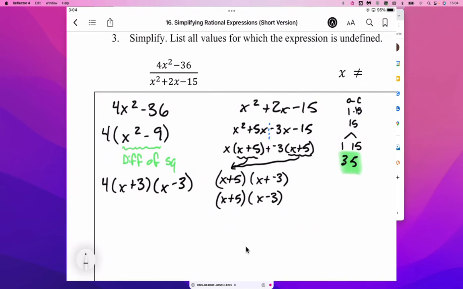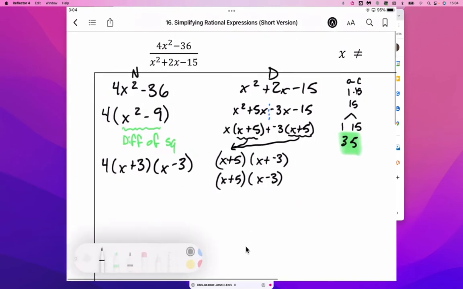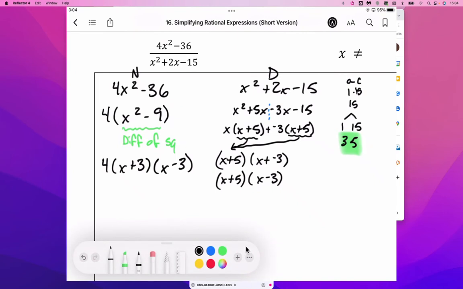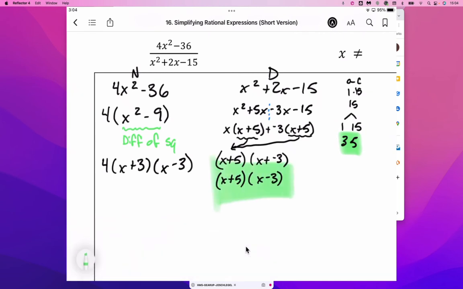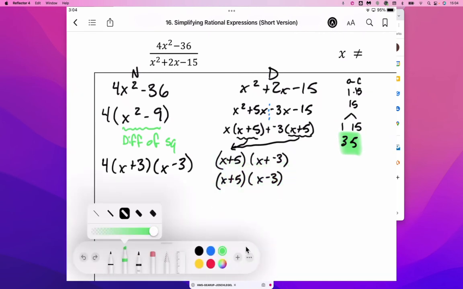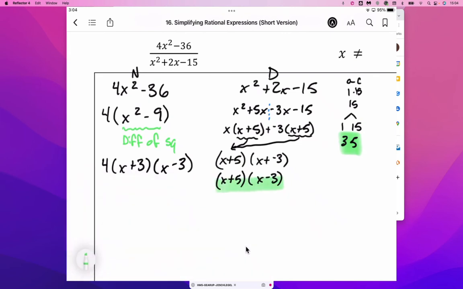I probably should have labeled in the beginning here, but there's our numerator, there's our denominator. What we've got here is a fully factored denominator, and here a fully factored numerator. So we'll put them back in the fraction, and x plus 5 times x minus 3.